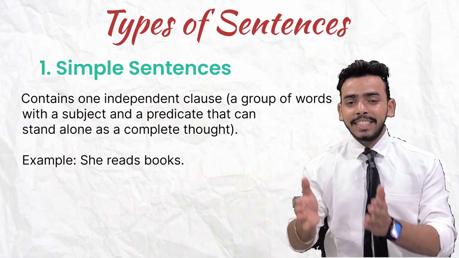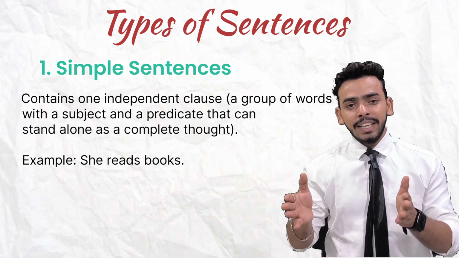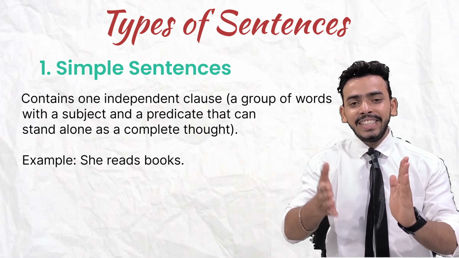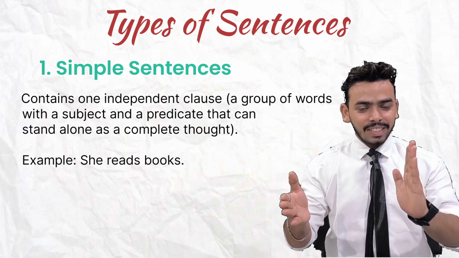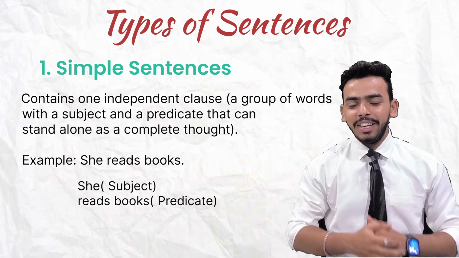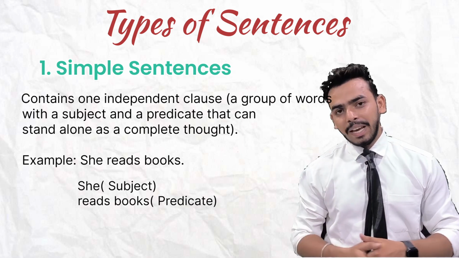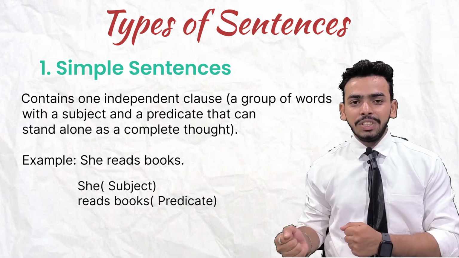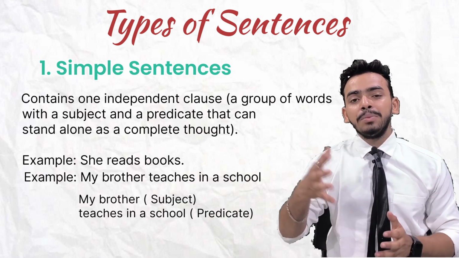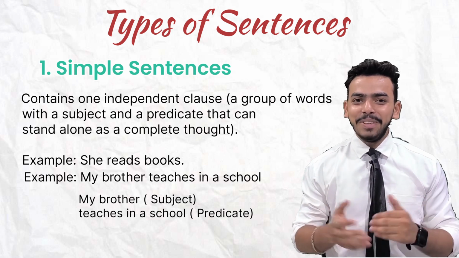She reads books. Now, in this sentence, it is a complete sentence because we have a subject and predicate in it. She reads books. So, she is the subject, reads books is the predicate. It becomes an independent clause, and it is a simple sentence. Another example. My brother teaches in a school. So my brother becomes the subject and teaches in a school becomes the predicate of it. So it is an independent clause and it is a simple sentence.